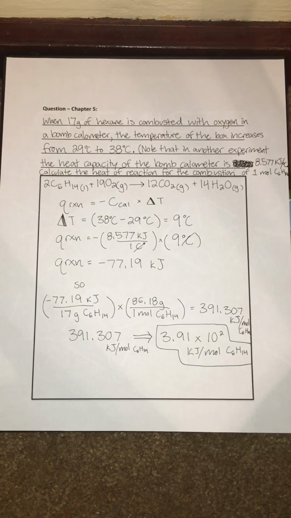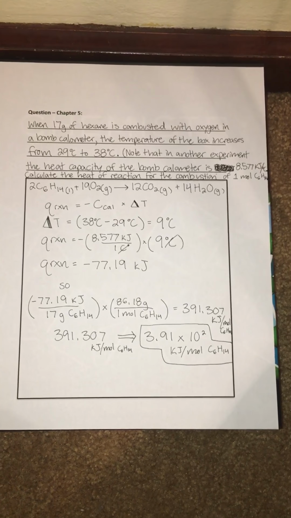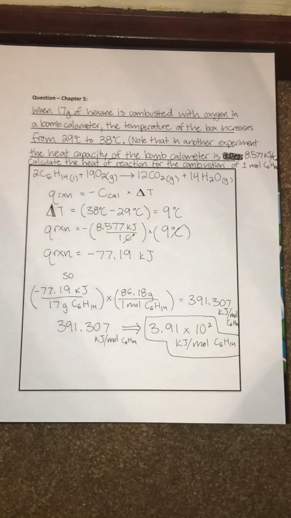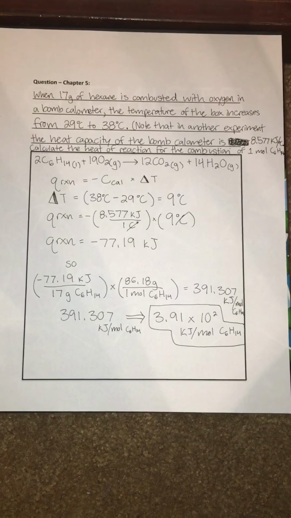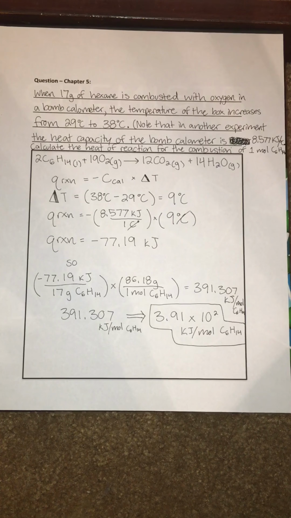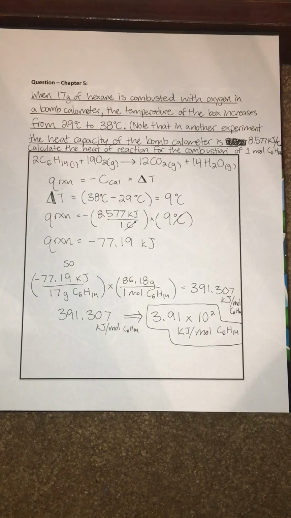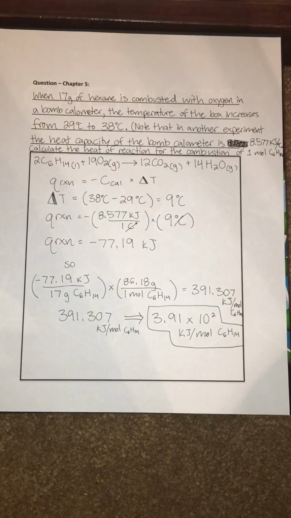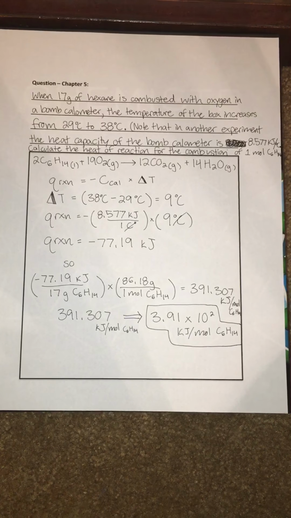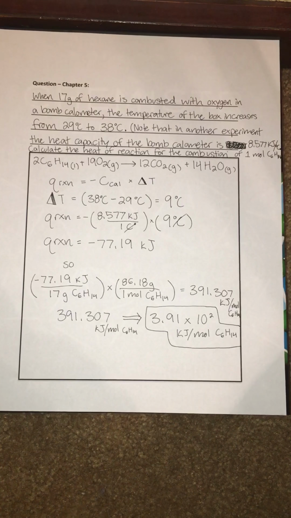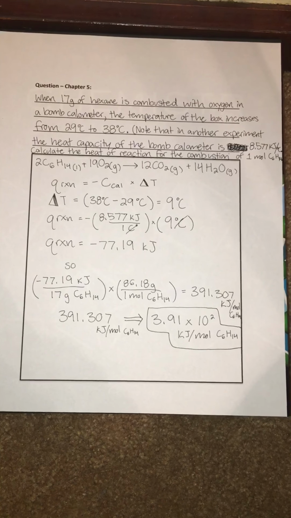Alright guys, and the question for chapter 5. When 17 grams of hexane is combusted with oxygen in a bomb calorimeter, the temperature of the box increases from 29 degrees Celsius to 38 degrees Celsius. Note that in another experiment, the heat capacity of the bomb calorimeter is 8.577 kilojoules per degree Celsius. Calculate the heat of the reaction for the combustion of 1 mole of hexane.